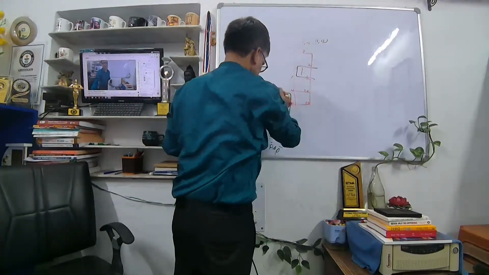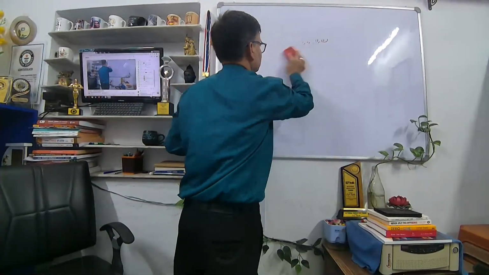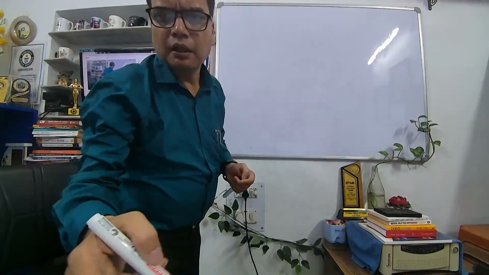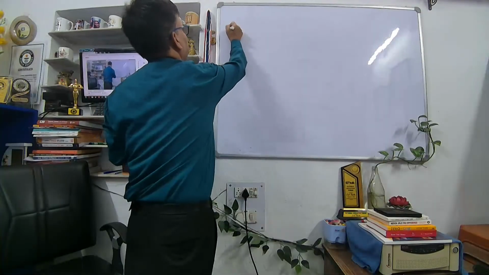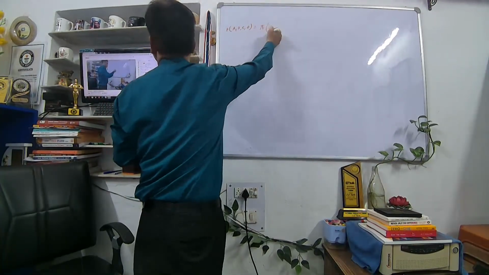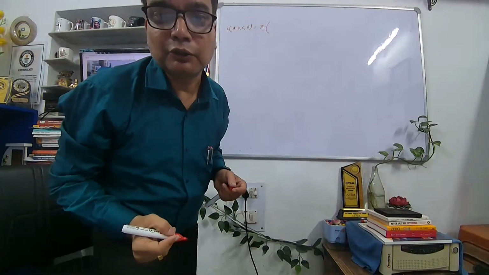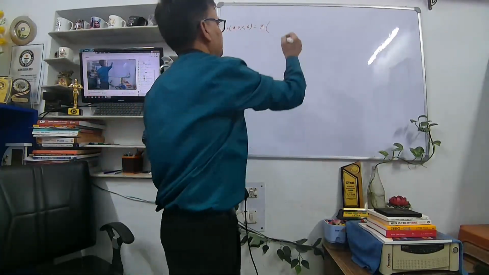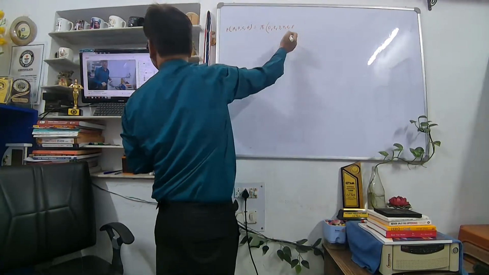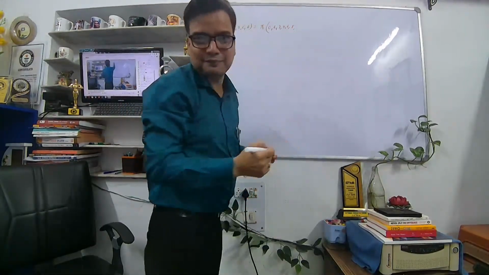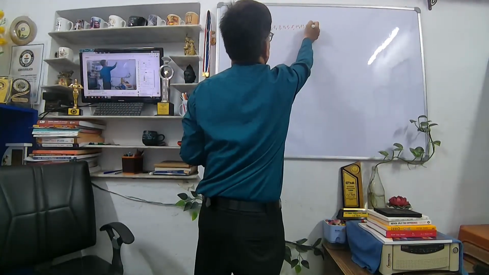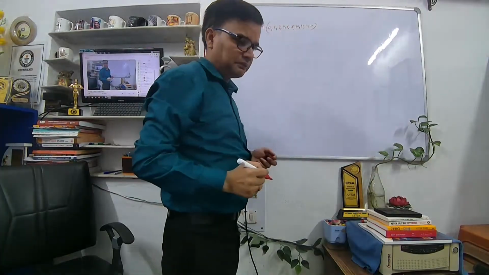For example, I get a question. F of A, B, C, D is equal to pi of 0, 2, 3, 4, 6, 8, 9, 10, 12, 14, 15. Now this one we have to draw.